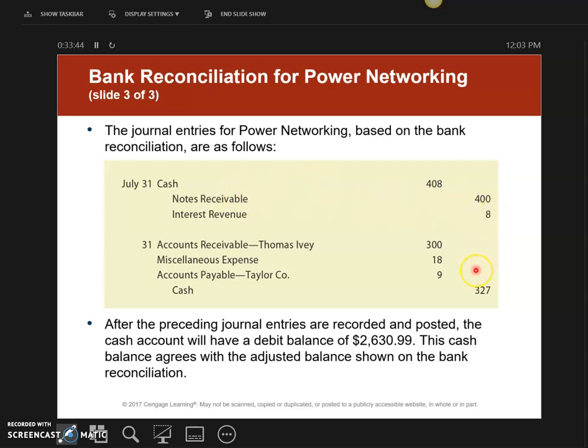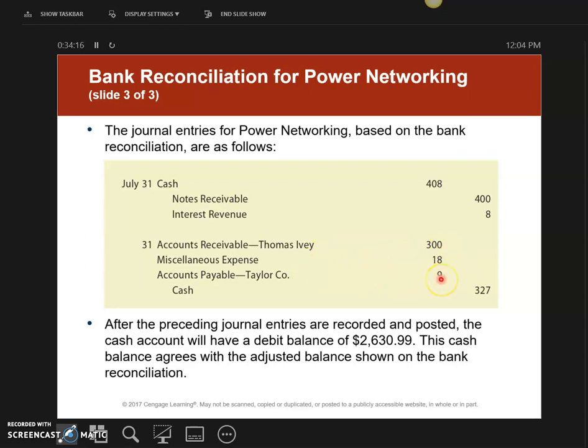Now we're going to go to things subtracted from my book side. So the total is $327. You know that when I take away from cash, I credit. So you already know this journal entry. You know that debits have to equal credits. So here they are broken out. They equal. And here's what you know. Remember, NSF check means accounts receivable. So I'm going to debit accounts receivable. I'm going to debit miscellaneous expense. That service charge is a miscellaneous expense.